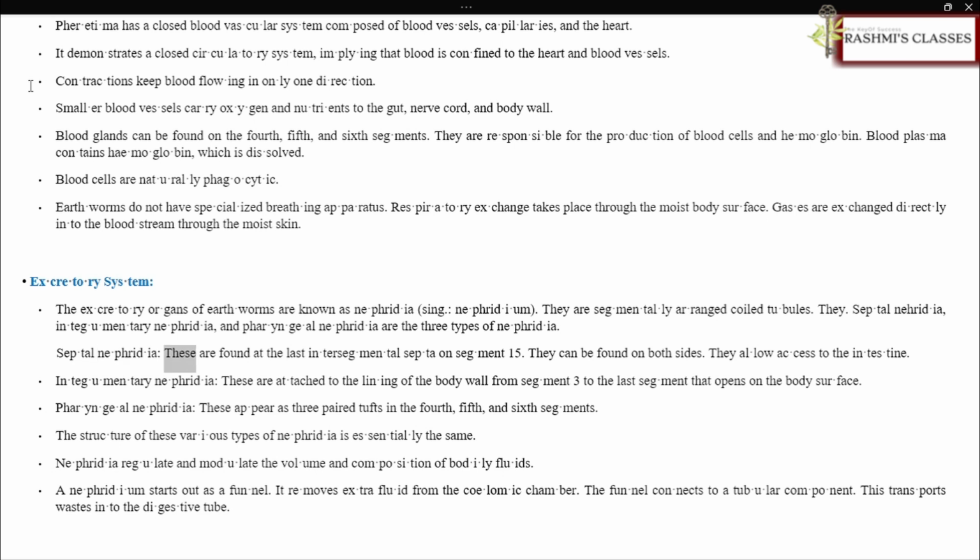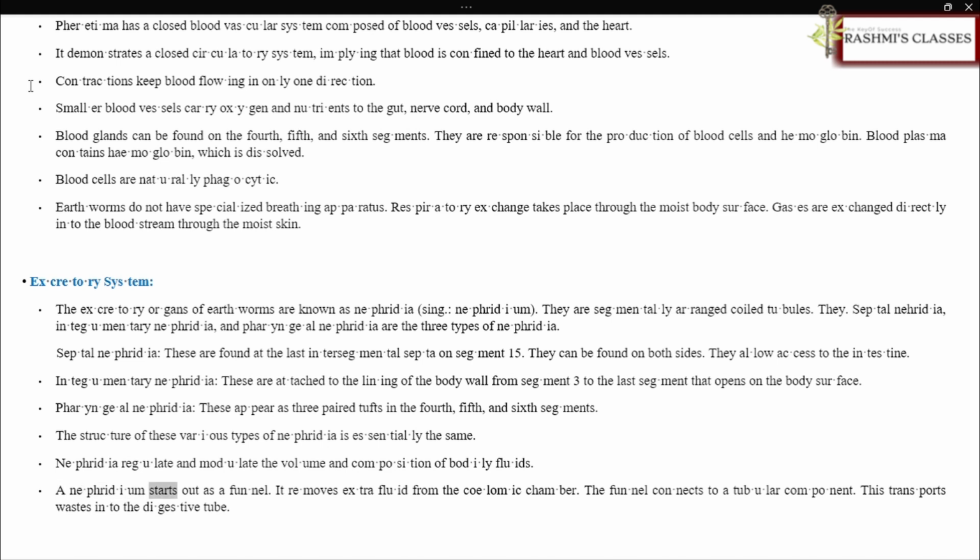Septal nephridia. These are found at the last intersegmental septa on segment 15. They can be found on both sides. They allow access to the intestine. Integumentary nephridia. These are attached to the lining of the body wall from segment 3 to the last segment that opens on the body surface. Pharyngeal nephridia. These appear as three paired tufts in the fourth, fifth, and sixth segments. The structure of these various types of nephridia is essentially the same. Nephridia regulate and modulate the volume and composition of bodily fluids.